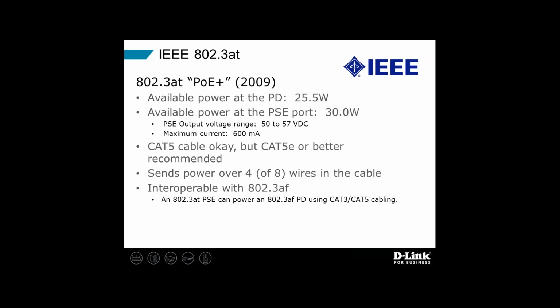Note that the minimum voltage from the previous standard was raised from 44 to 50 here. That's one of the ways that they attained this higher power rating. And they also raised the maximum current from 350 milliamps to 600 milliamps. The standard says Cat5 is okay, but certainly Cat5e or better is recommended. This standard also uses 4 of the 8 wires in the cable. And the nice thing about AT is it's backward compatible with AF. So in other words, a PSE that supports 802.3 AT can certainly power an older AF PD over either Cat5 or Cat3 cabling.